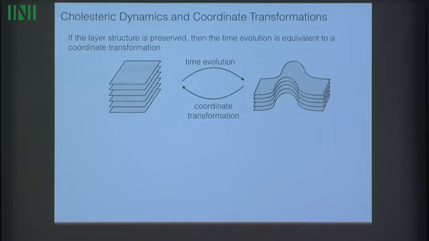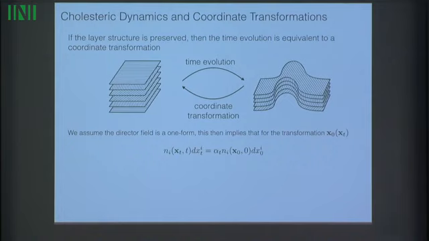So let's do a bit of mathematics. The way that you do this is you say, well, assume the director field is a one form, and it implies that for this coordinate transformation, I should be able to relate the time evolved director field to the original one via this coordinate transformation. This amounts to writing down this equation, which says that the director field at time t is related to the one at time 0.